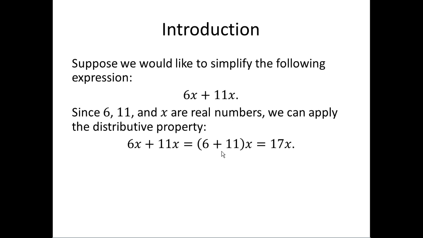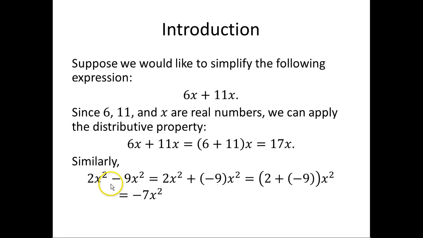The reason why I do that is because you can see inside the parentheses, after factoring out this x, I have 6 plus 11, which is 17, and I'm left with 17 times x. So the distributive property justifies the reason behind 6x plus 11x equals 17x, or you could think of it as having 6 x's and adding 11 more x's, and altogether you have 17.